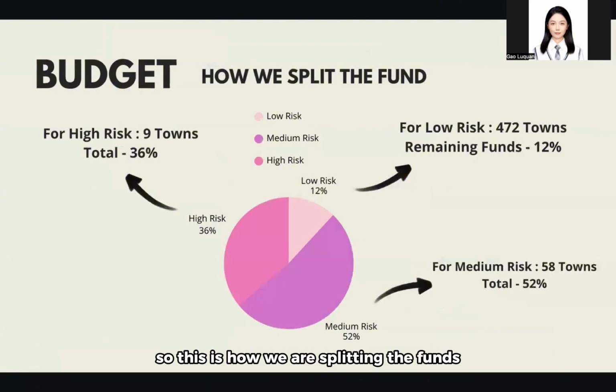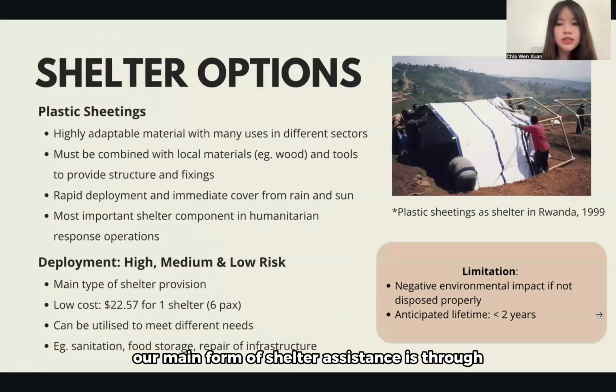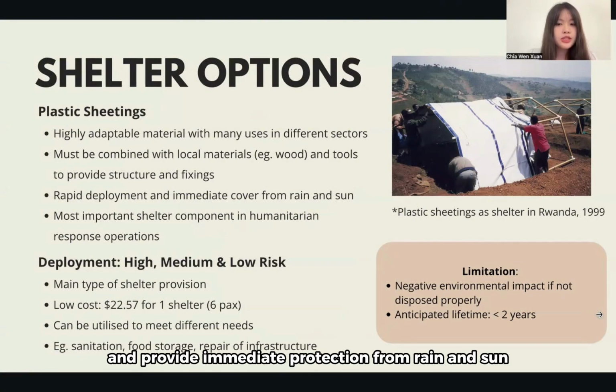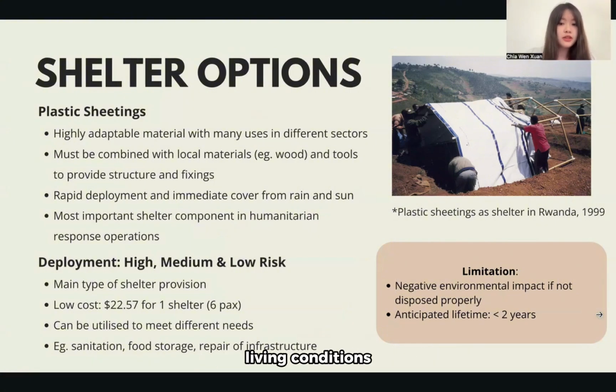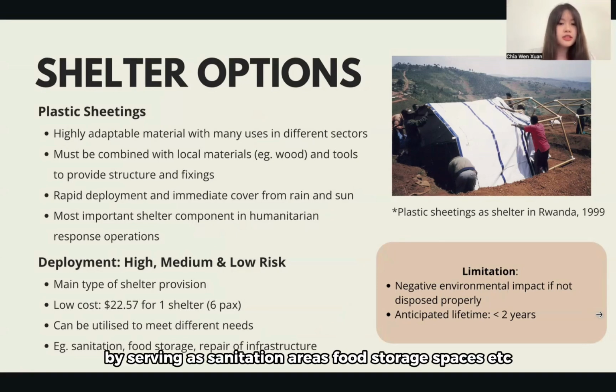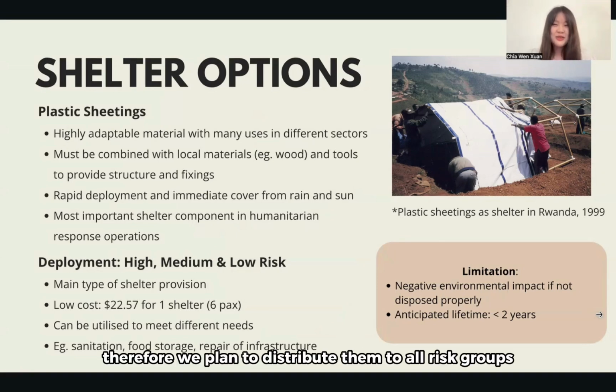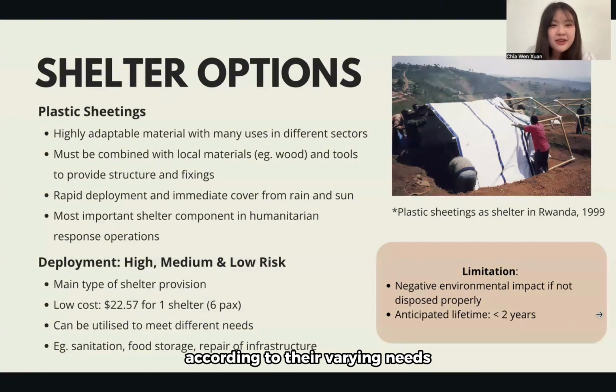So this is how we are splitting the funds. We allocate 36% of the total fund to 9 high-risk towns, 52% to 58 medium-risk towns, and the remaining 12% to 472 low-risk towns. Our main form of shelter assistance is through plastic sheetings or tarps. They are cheap, quick to deploy, and provide immediate protection from rain and sun, making them the most important shelter component in humanitarian response operations, especially in low-cost, high-urgency settings. Beyond basic shelter, plastic tarps are also very versatile and can be used to improve living conditions by serving as sanitation areas, food storage spaces, etc. Therefore, we plan to distribute them to all risk groups according to their varying needs.